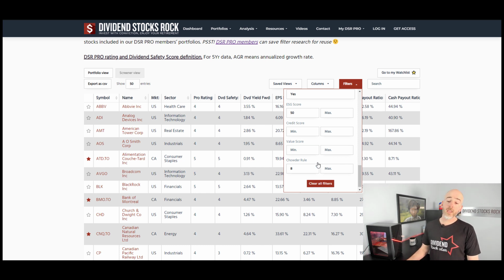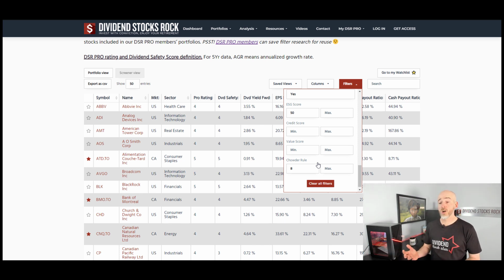And finally, we have the Chowder rule. Chowder rule is dividend yield plus the average of the past 5 years of dividend growth. I mean, it's dividend growth rate. On my side, I use the 5-year annualized growth rate. Why did I put 8? Is because I want to have a balance between the yield and the dividend growth.